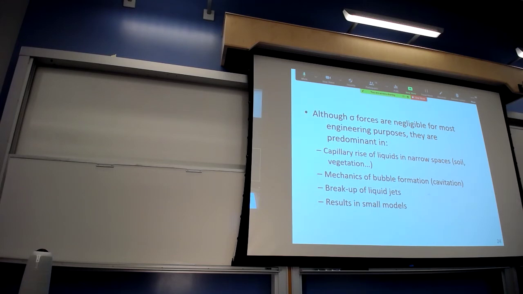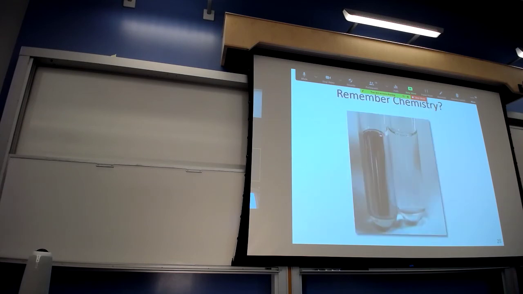And when you do that, you can shrink the model scales down so much that all of a sudden, whereas surface tension is not an issue at the full scale model, it's a big problem in the scaled model. And you've introduced error that you may not account for.